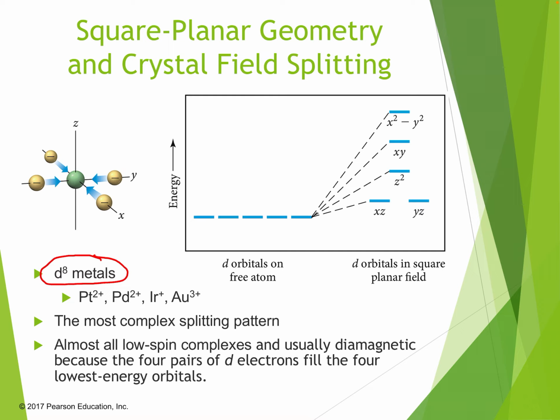So if they have 8 valence electrons, they're going to go 1, 2, 3, 4, 5, 6, 7, 8. So they're pretty much all going to be diamagnetic because all 4 pairs of d electrons are going to fill the lowest 4 orbitals. They're all going to be paired. And so, that's how they're pretty much going to end up.